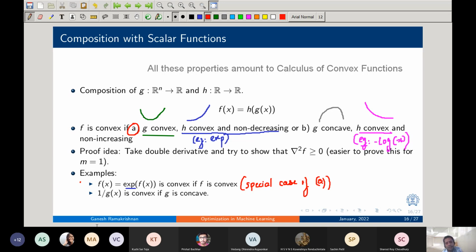So G is concave. What condition do you see here? Well, G is concave is the second one, but H is convex and non-increasing. So is 1 upon x convex and non-increasing? I'd like to hear from you. What's the function? Exp, I said, is an example of a convex non-decreasing function. How do you prove the second one? Is the second one following from B? I would like interaction, please.